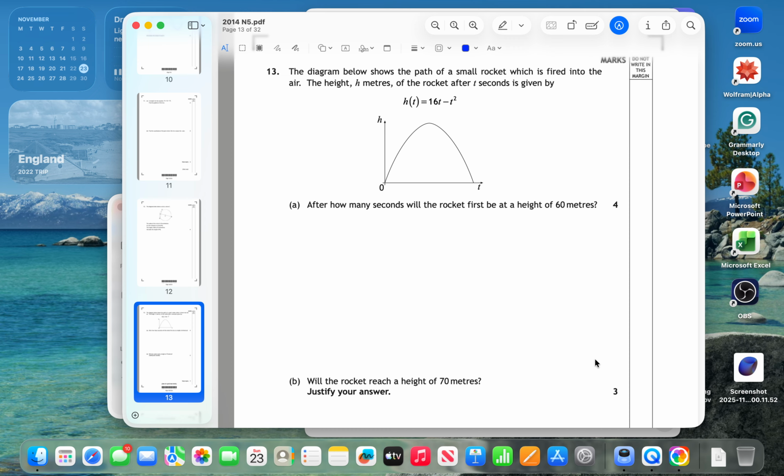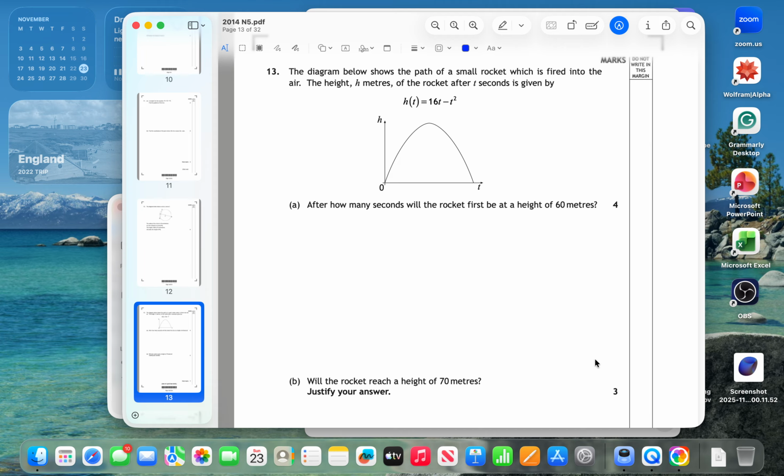First of all, you could think about it as, well, we can calculate the maximum height, and if that maximum height is less than 70, then it can't reach 70 meters. If it is 70 or above, then the answer is yes. The second way we could do this is we can equate our function for the height to 70. We can equate that and we can find out if there's any real solutions to that equation. We'll look at the second of those first.